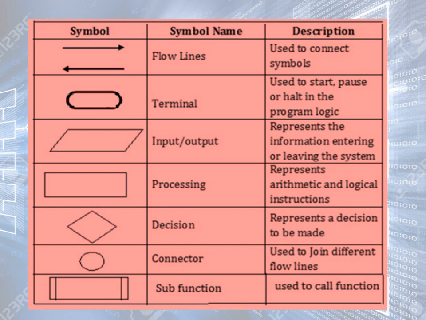The second one is the terminal. It is used to start, pause or halt in the program logic. Then the parallelogram, it is used for input and output, and represents information entering or leaving the system. Next, the processing rectangle, it is used for processing, and represents arithmetic and logical instructions. Then this diamond shape, its symbol name is decision. It represents a decision to be made. Then the round one, that is the connector, it is used to join different flow lines. And the last one is the sub function. It is used to call a function.